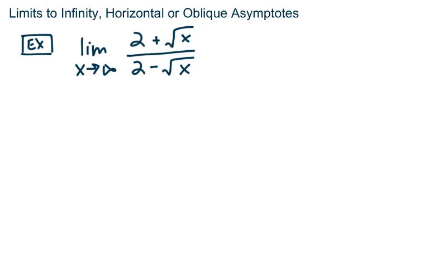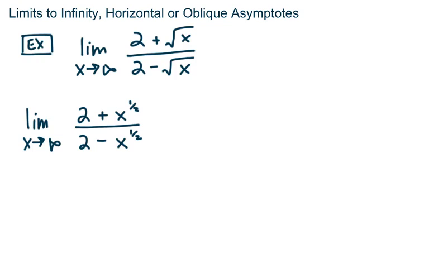But maybe you didn't notice that. You said, oh gosh, I have to deal with this. I've got to go through my long, drawn-out algebraic process for finding limits to infinity. Well, the first thing you might do would be to rewrite this as the limit as x approaches infinity of 2 plus x to the 1/2 over 2 minus x to the 1/2. And because x to the 1/2 is the highest power of x in the denominator, we're going to divide all of our terms by that.